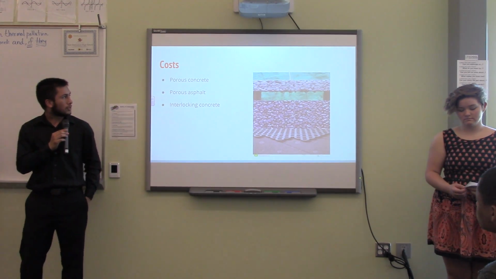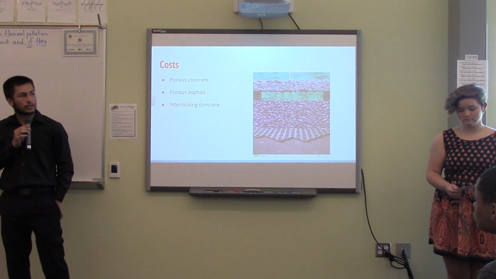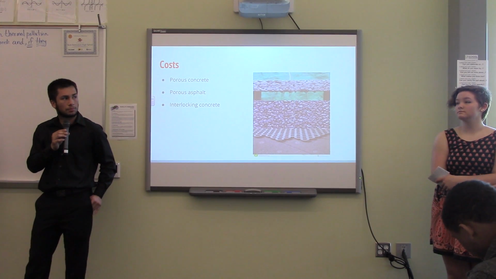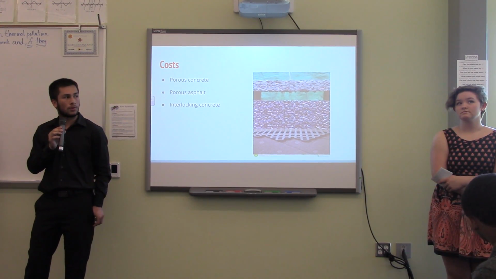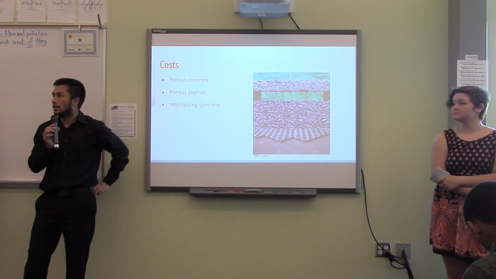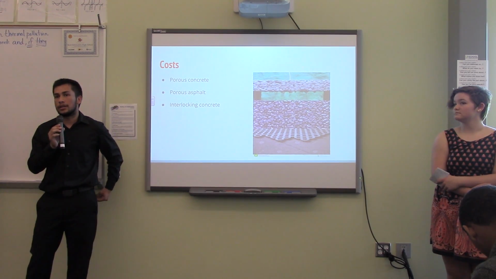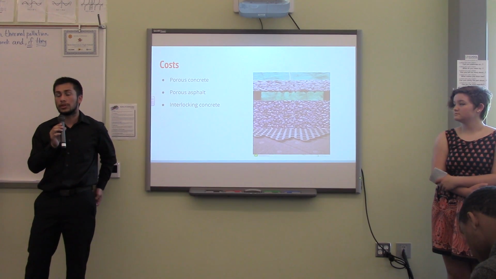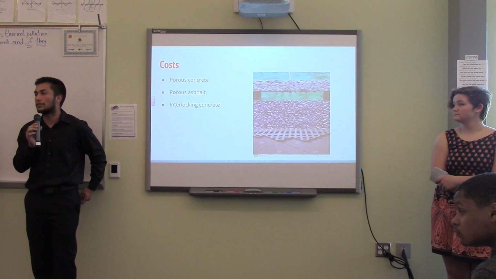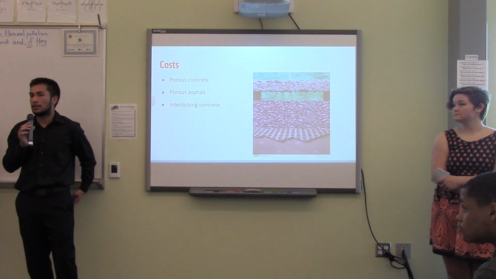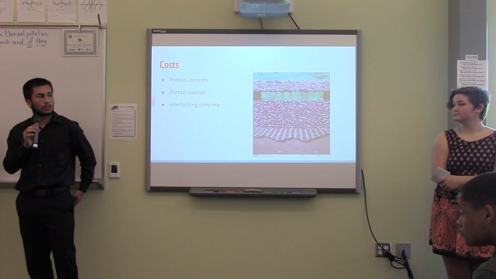And then the cost for these items: porous concrete would be 50 cents to $1 per square foot, and then for porous asphalt it would be either $1 to $2 to $6.50 per square foot, and interlocking would be from $5 to $10 per square foot.